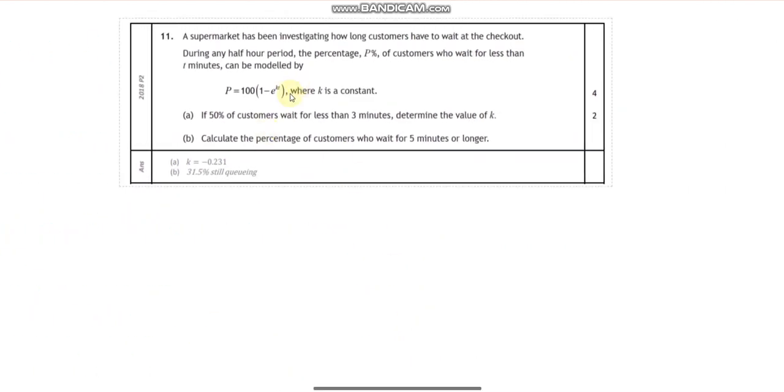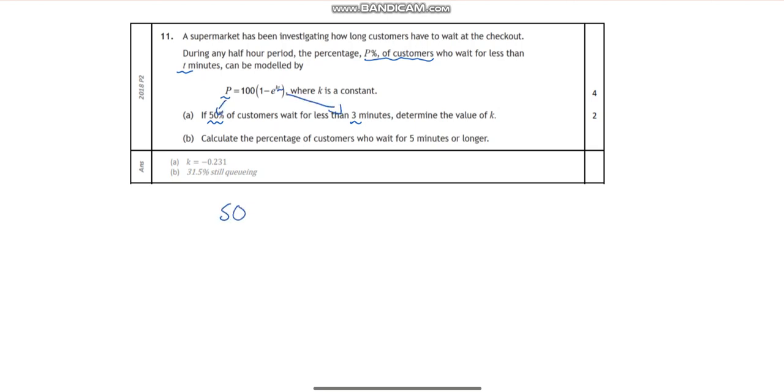I'll try this one. So it's slightly different. Look, the numbers look a wee bit harder here, don't they? So have a little read at the question, and then we can go through. I hope you read that. Quite a wordy question, isn't it? But we're just doing the same thing. So we're looking for 50% of customers who wait less than 3 minutes, and P is that percentage of customers who wait less than T minutes. So T is going to be our 3, and P is going to be our 50.